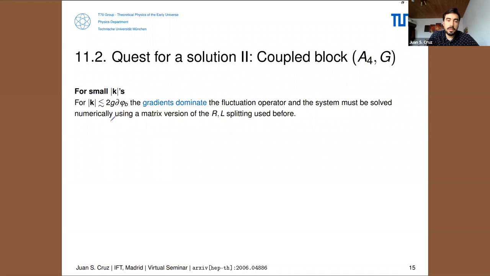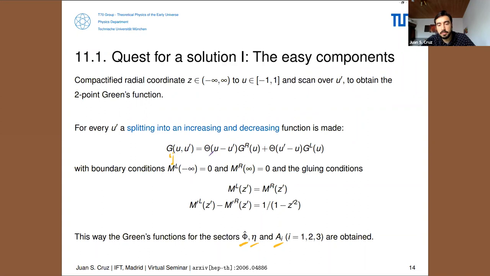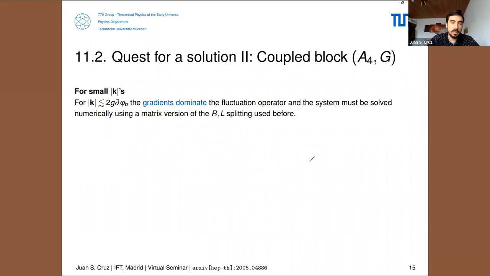So all we have to do is just go here, go to this splitting, and do the splitting per entry. So just make everything here into a matrix. So per entry, you have a left and a right function, and now you have to glue properly these eight functions. This works reasonably well for small values of the momenta. And the problem is once you start going higher, then the method stops working, or becomes first very slow and then actually stops working. So we need another approach.